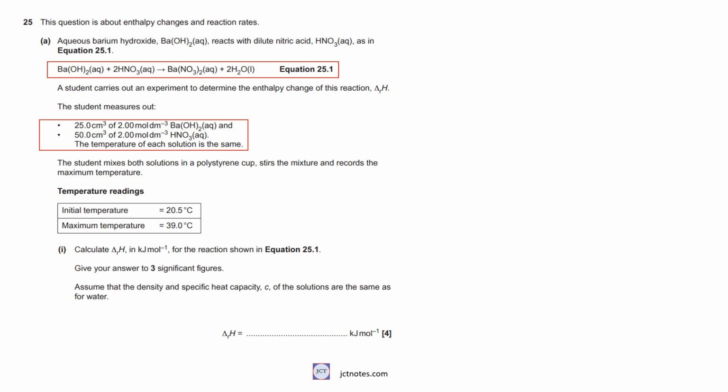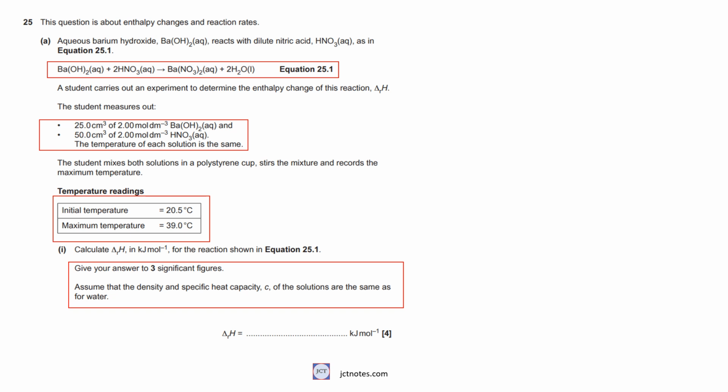Both solutions, at the same temperature, are mixed in a polystyrene cup, the mixture stirred, and the maximum temperature recorded. In the first question, we are asked the enthalpy change of the reaction, giving the answer to three significant figures and assuming that the density and specific heat capacity of the solutions are the same as for water. We consider that there is no change in volume when both solutions are mixed, a good approach unless otherwise stated. The total volume of the solution is 75 cubic centimeters: 25 of barium hydroxide plus 50 of nitric acid.